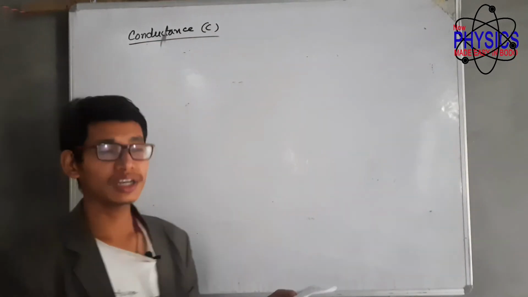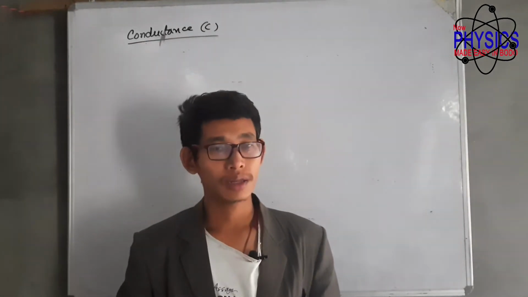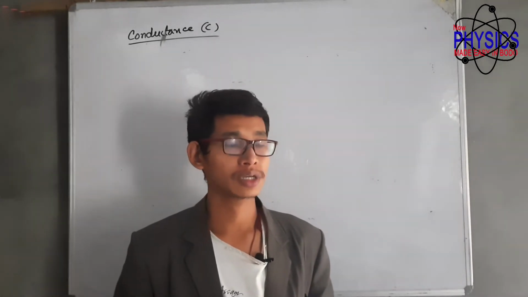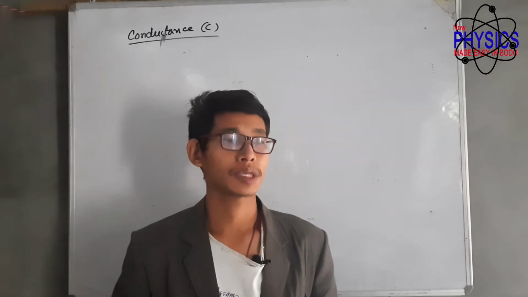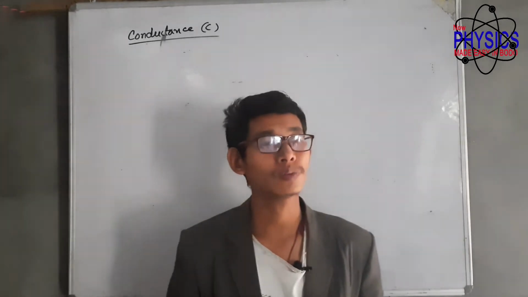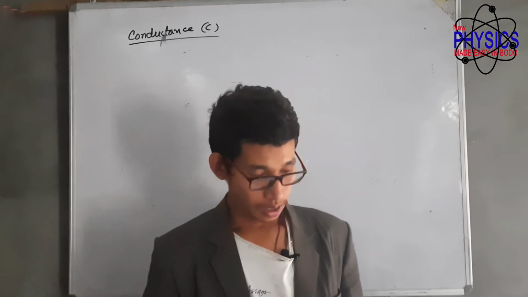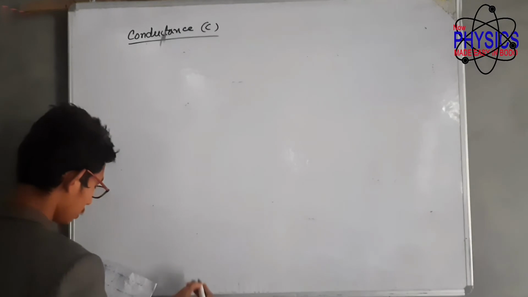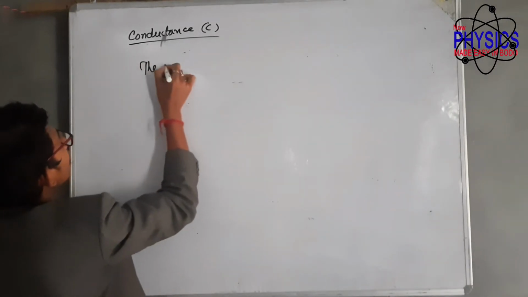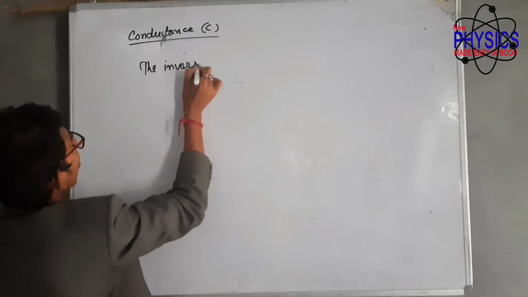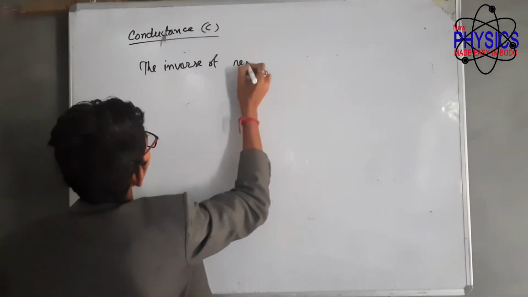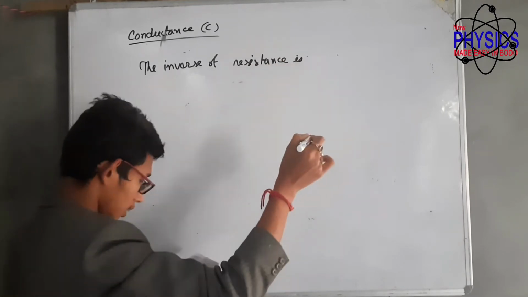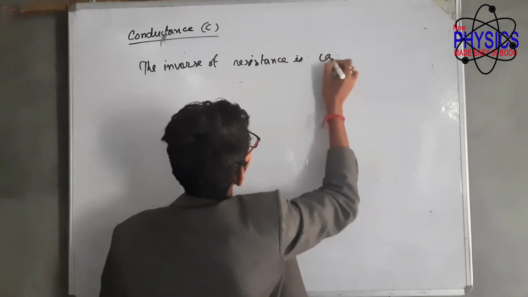With how much easiness charge can flow through a conductor, it is known as the ease of flowing charge. So mathematically, the inverse of resistance is called conductance.